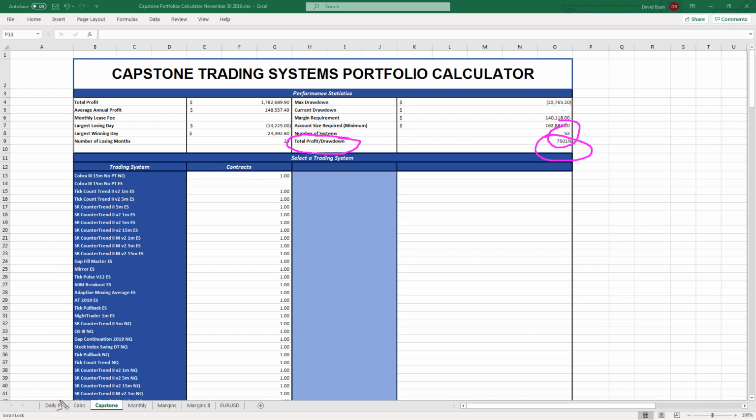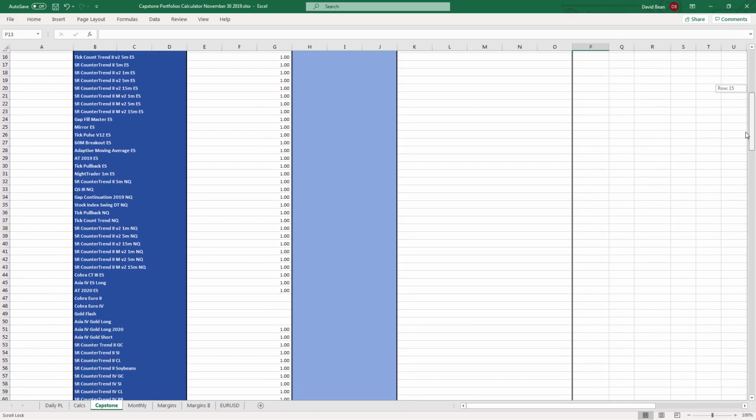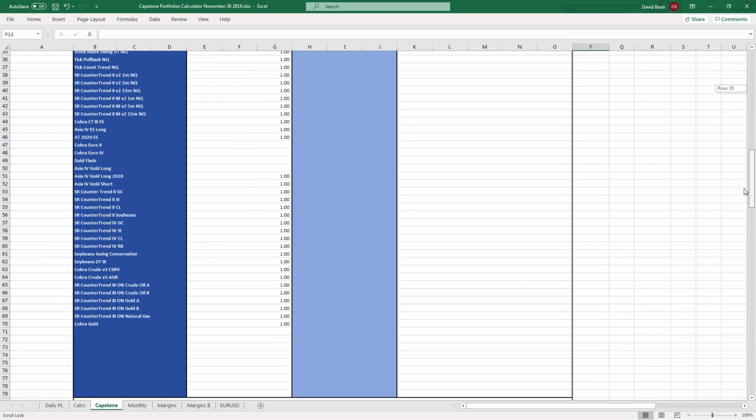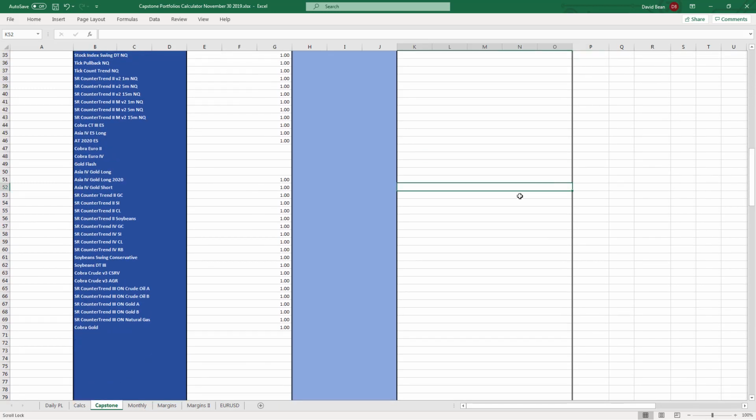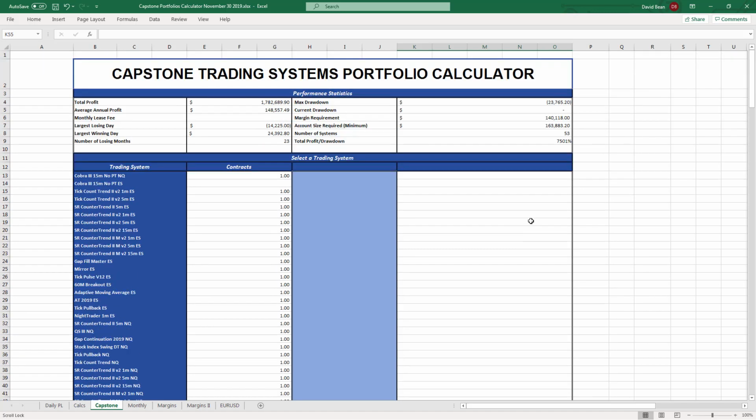These are E-mini. All the stock indexes trade E-minis, and then the other markets such as gold, silver, crude oil, RBOB, soybeans just trade one futures contract. And so what would be the optimal position sizing? What can we do to increase the total profit over drawdown? This is the number to look at if you want to scale more quickly.